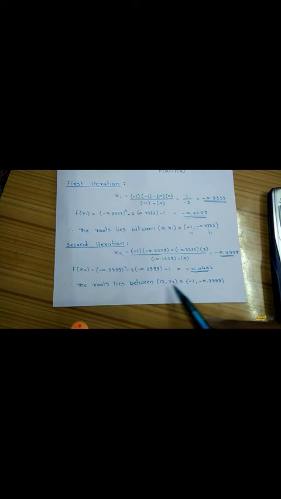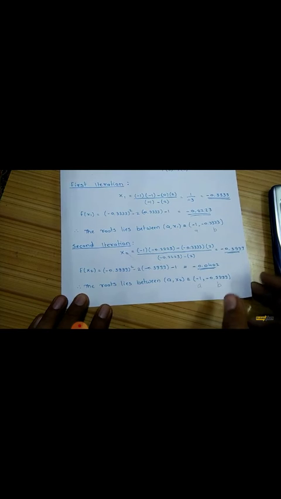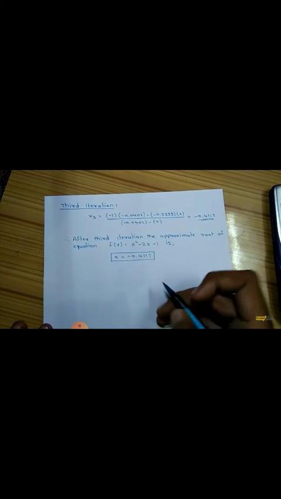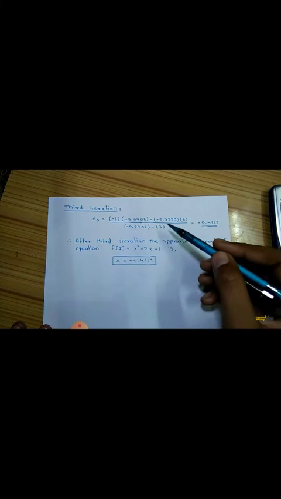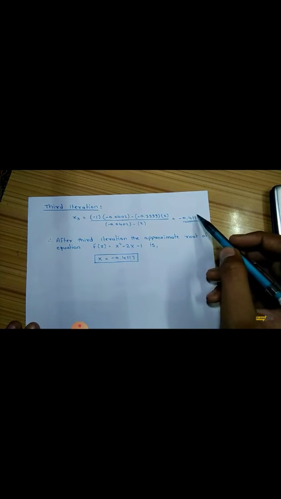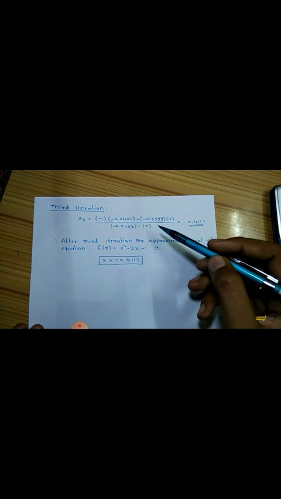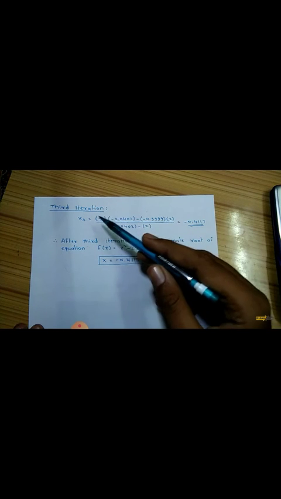Again in a similar way, we find the value of f(a), which is always -1, and f(b), whenever we put the value, we find f(b). And in the next, third iteration, after putting these values we get -0.4117. So after the third iteration, the approximate root of the equation f(x) is equal to x square minus 2x minus 1 is x is equal to -0.417.